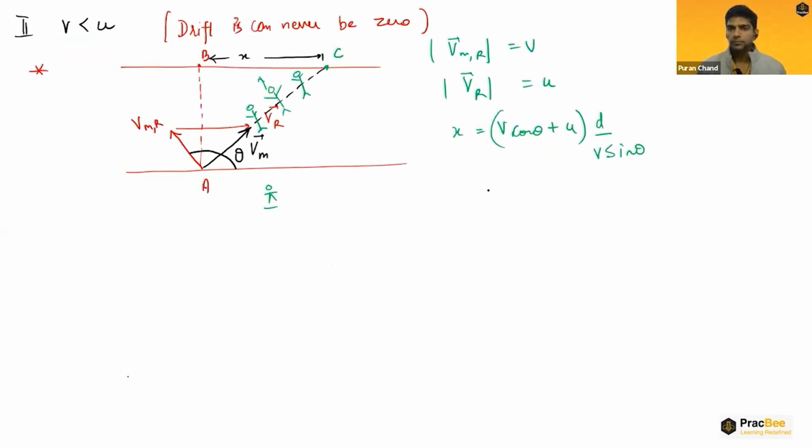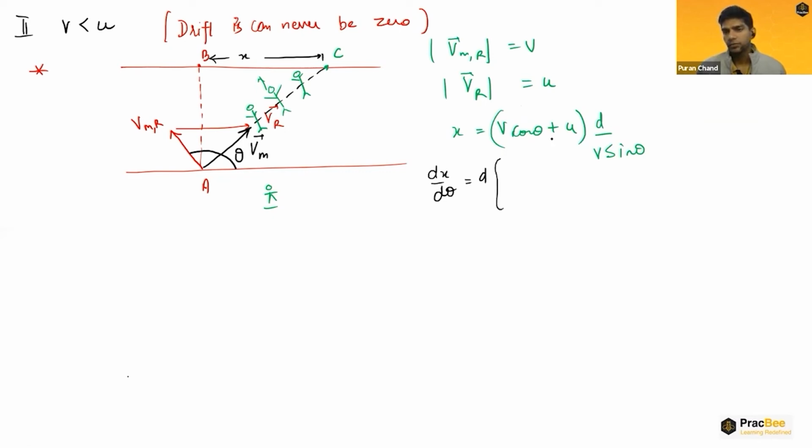Now, let us differentiate this because we want to find the minimum value of x, right? So we will use maxima minima. Do you know the concept of maxima minima? Yes. So you can differentiate this. So let us differentiate that. So we have dx by d theta, right? Now we can apply the quotient rule, right?